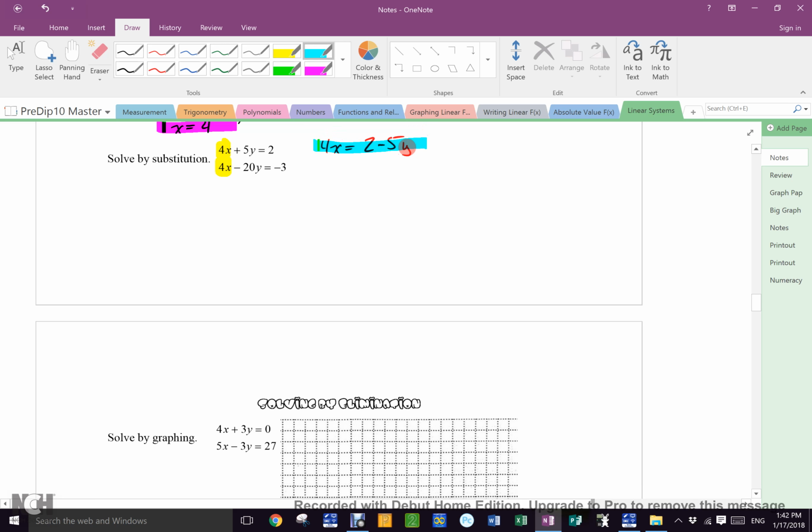If that is true, and that's a 4x, then what could I write there instead of 4x? 2 minus 5y minus 20y equals negative 3. And then does anything change? Nope. You would just solve it.